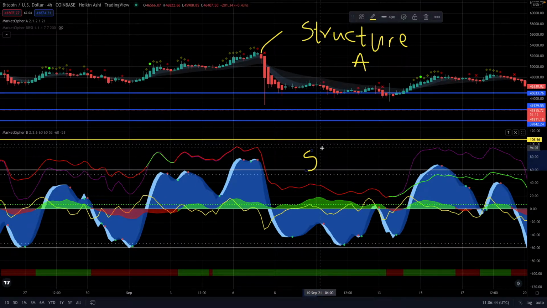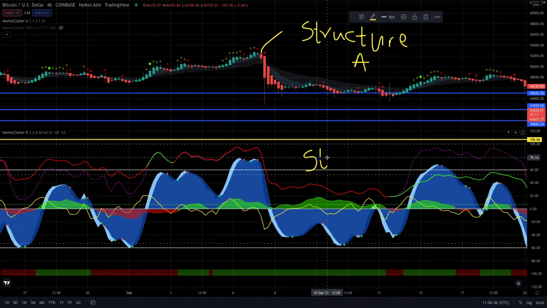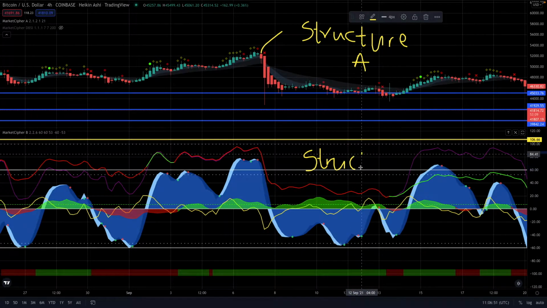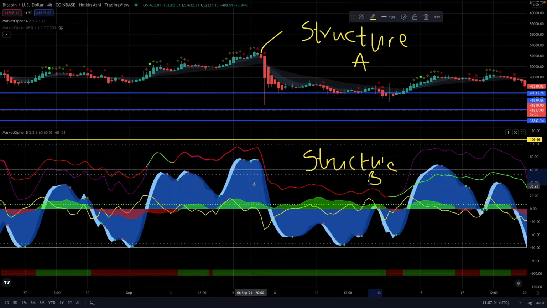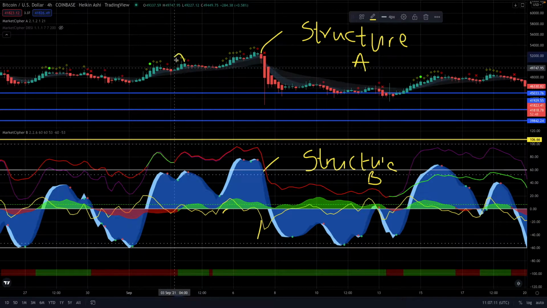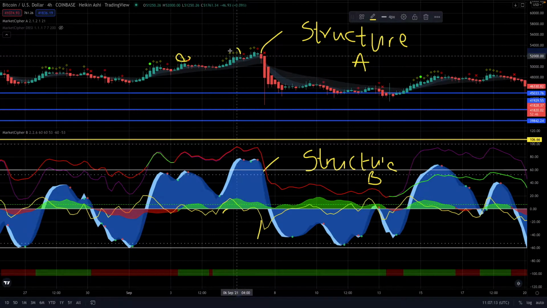So structure B is also made up of what we call road signs, also Google Maps. I tend to mix it all the time. So this is structure B. Structure B is this one. These are oscillators, these are waves, and these are just road signs. These small little indicators that you see are road signs.